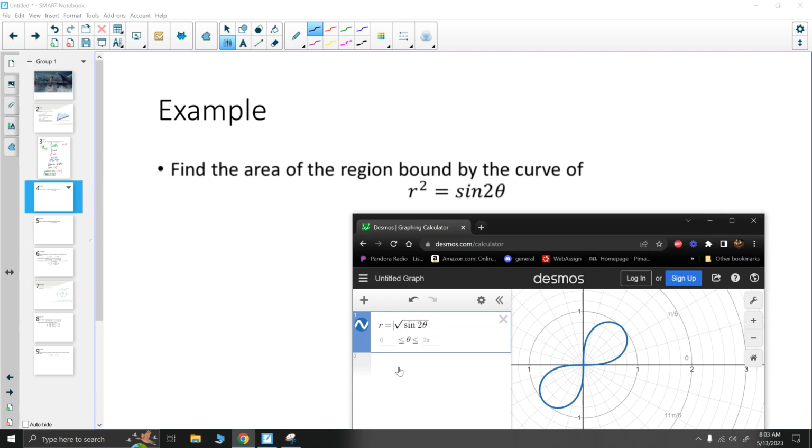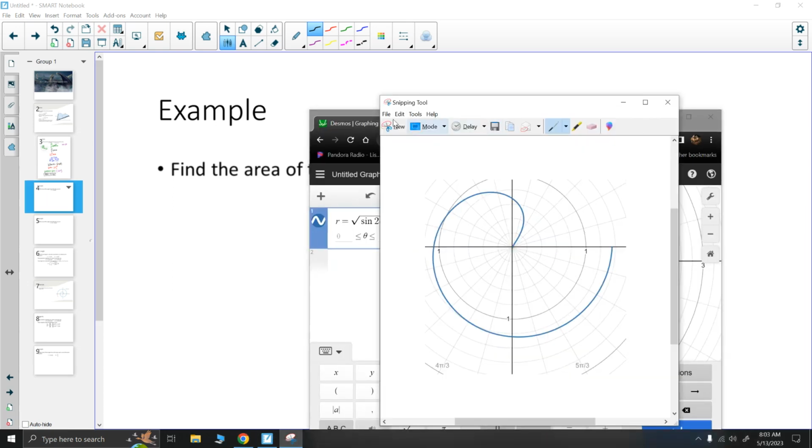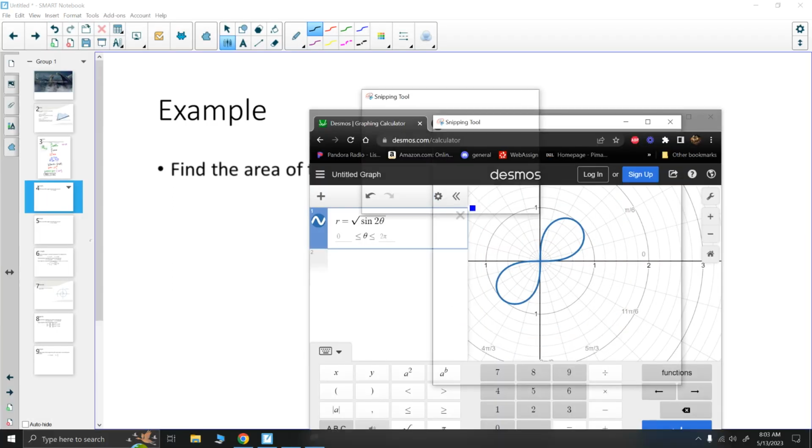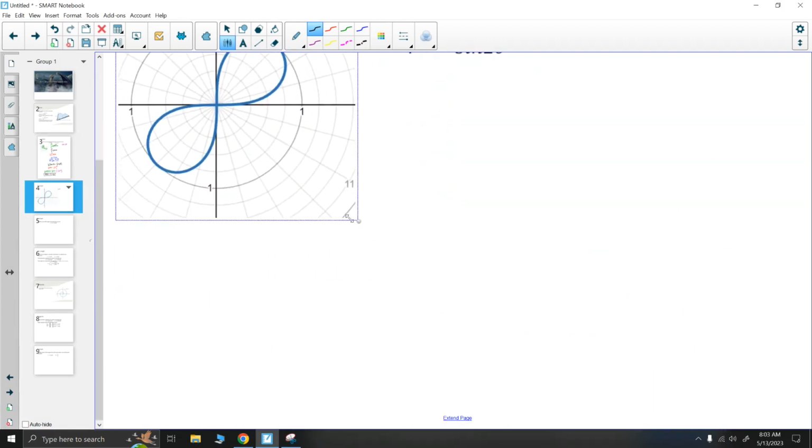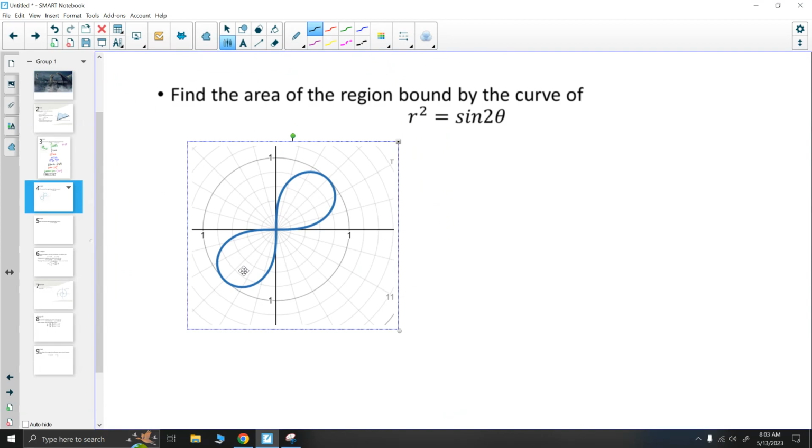This is the positive version. We also need the negative version, but if you look, r equals negative, it doesn't change it. So it is just this region here. So it's just the positive one or the negative one, doesn't matter. So here is our r, sine 2 theta. And so we want to know the area of this region bound by the curve. So we're looking for this one and this one.